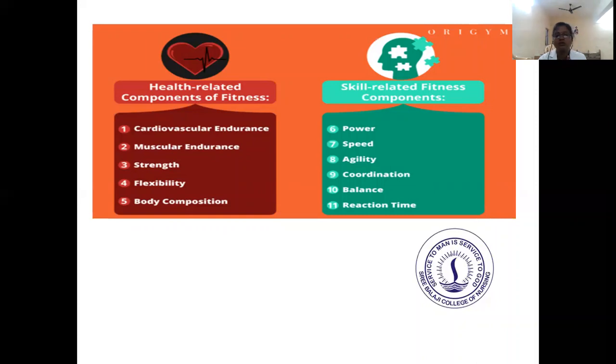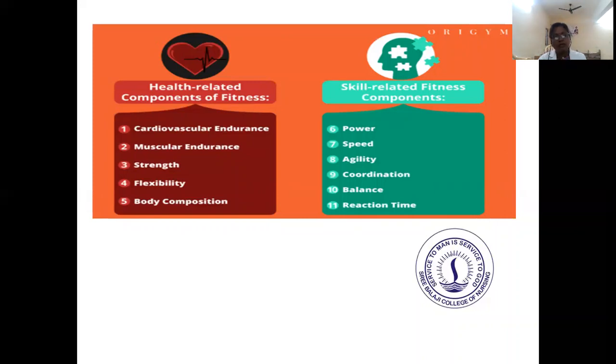If you do not have good muscle strength, people will say, I am not able to do this because I have very little muscle strength. If I am walking also, I have pain. How can I do my physical activity? So, these are all the health-related components of fitness.